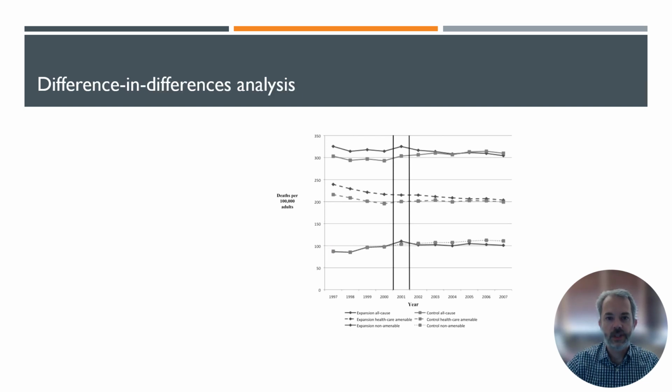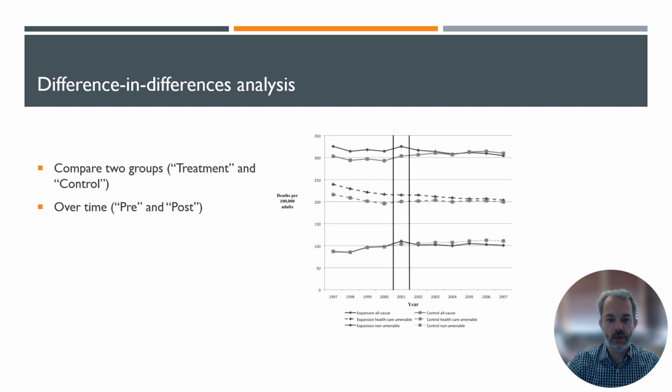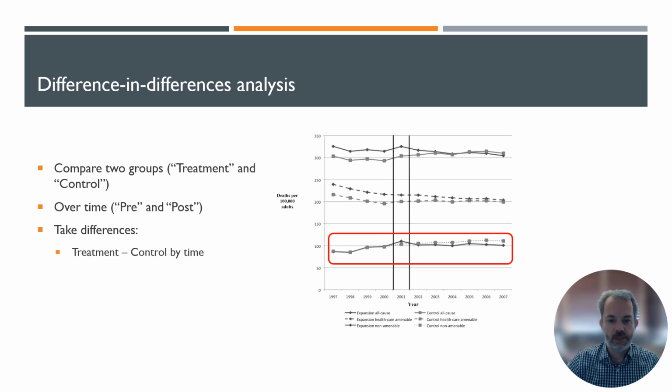This leads us to difference in differences analysis. The idea behind difference in differences is to compare two groups, which we'll call treatment and control, over time. We can look at the graph from before and think about this comparison again. We have our treatment and control groups, and before and after periods. Let's take some differences and see if that helps. Let's subtract control from treatment, and then the post period from the pre-period.